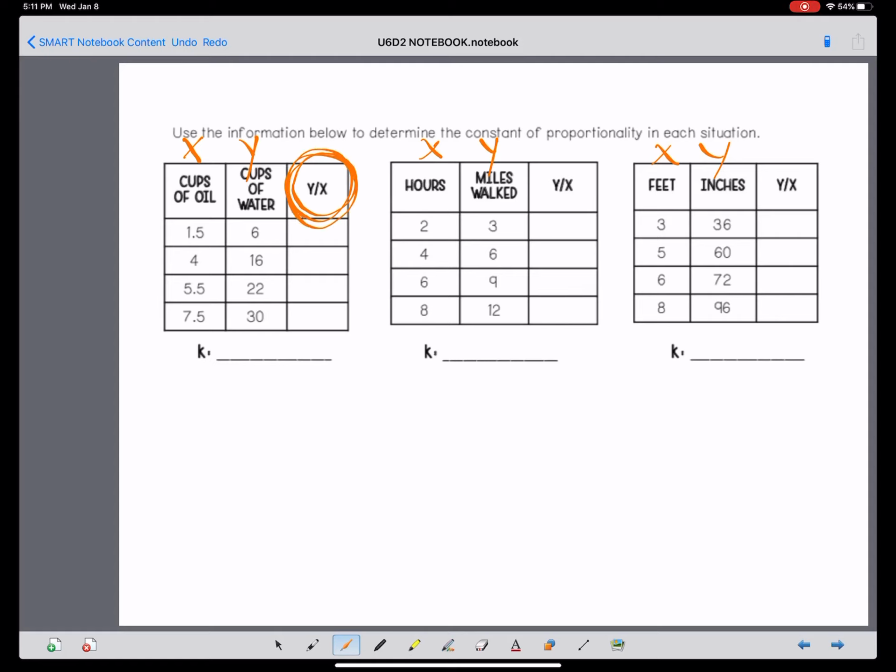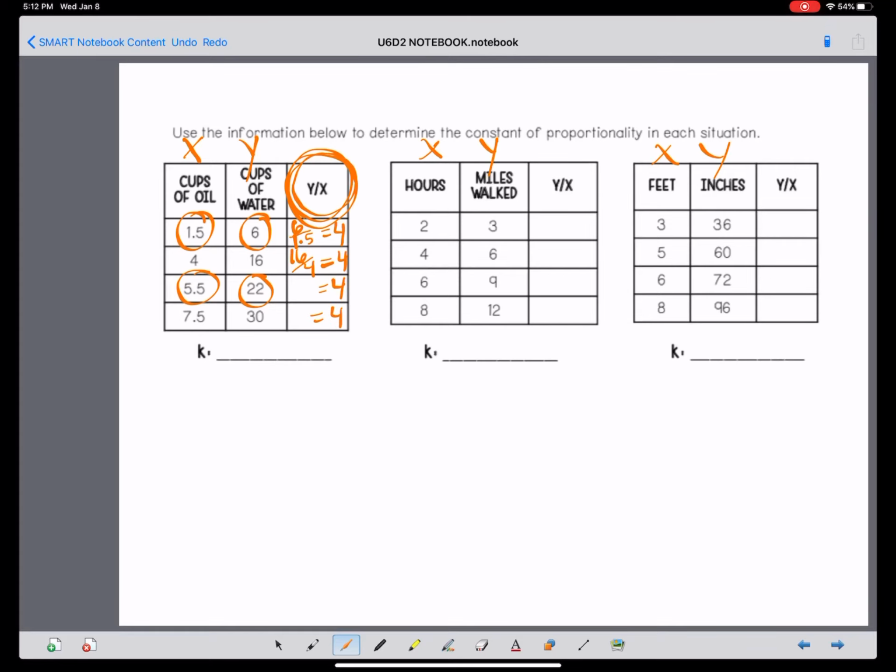It says do Y divided by X. So let's do that. Our Y value of 6 divided by our X value of 1.5, and you will get 4. Let's do the next one. 16 divided by 4, and you'll get 4. 22 divided by 5.5, turns out you get 4. Same thing with the last one.